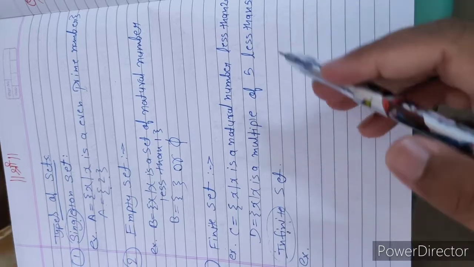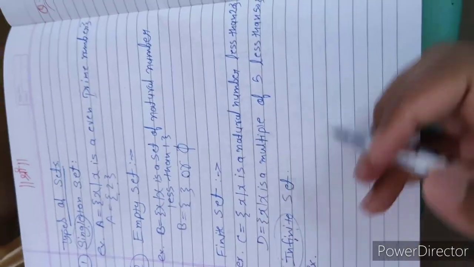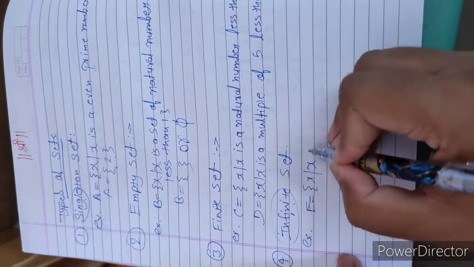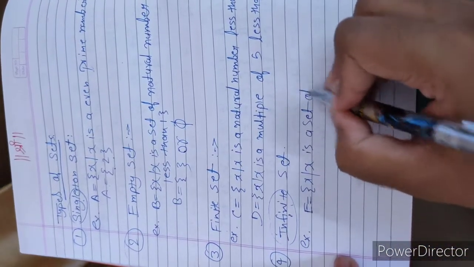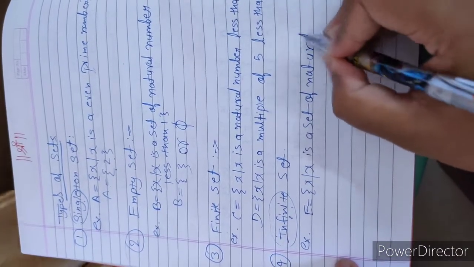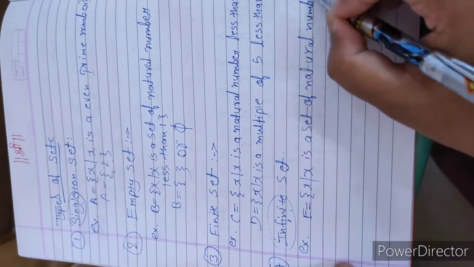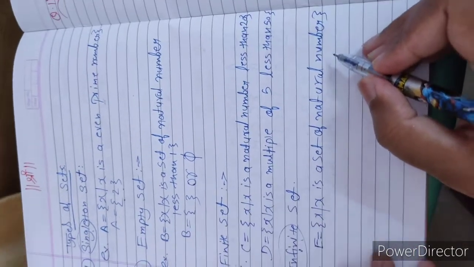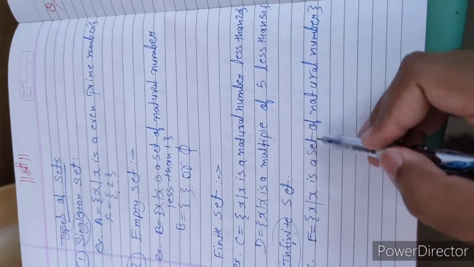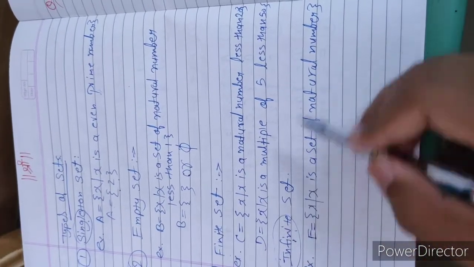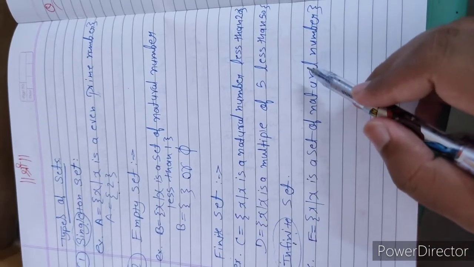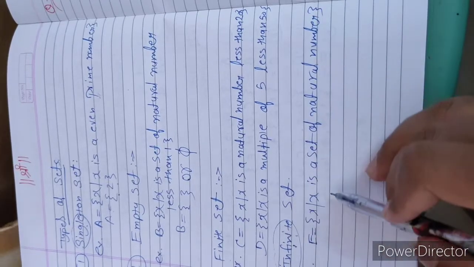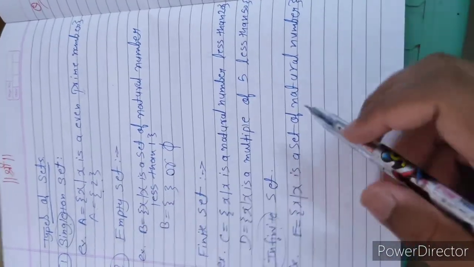For example, the set of natural numbers. If I write that D is a set of X such that X is a natural number, here we have not given any range, so we can say that this set is an infinite set because we know that the natural numbers start from 1 and go on to infinity. The term infinity comes in, so that's why this is called an infinite set.